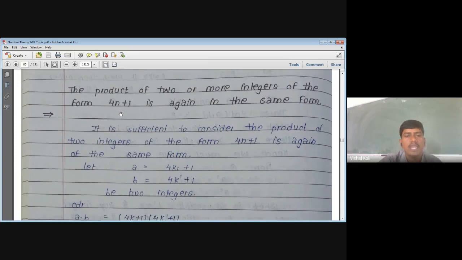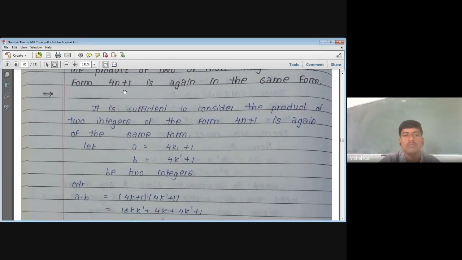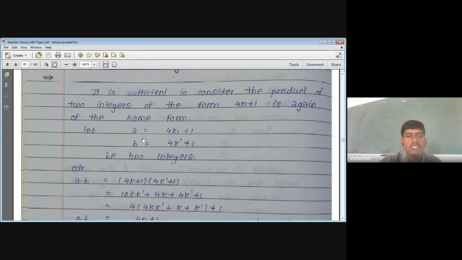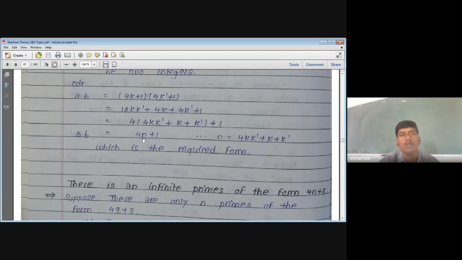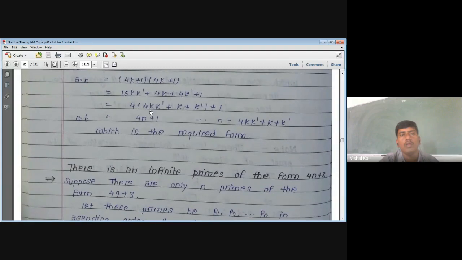Let us consider a and b are two integers of the form 4n plus 1. That is, a is 4k plus 1 and b is 4k dash plus 1. Now we have to take the multiplication, that is, 4k plus 1 into 4k dash plus 1. Which is nothing but 16kk dash plus 4k into 1, plus 1 into 4k dash, plus 1 into 1. Now let us take common 4 from the first three terms. Then we get 4 into 4kk dash plus k plus k dash, plus 1. That is, a into b is nothing but 4n plus 1, where the value of n is 4kk dash plus k plus k dash.